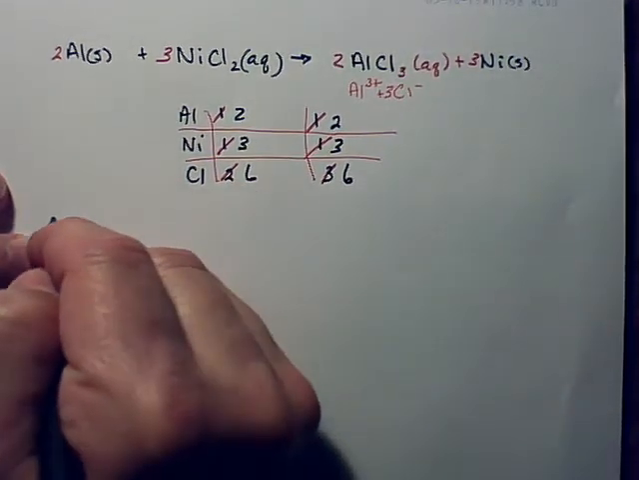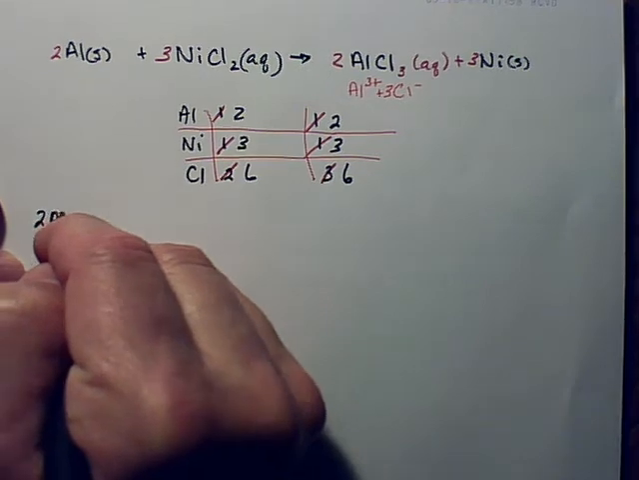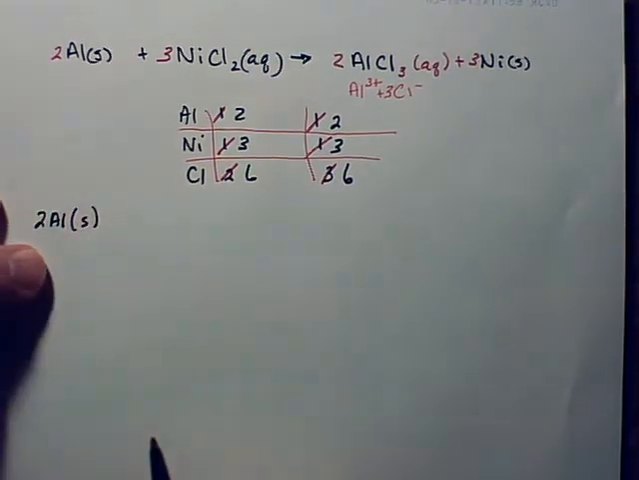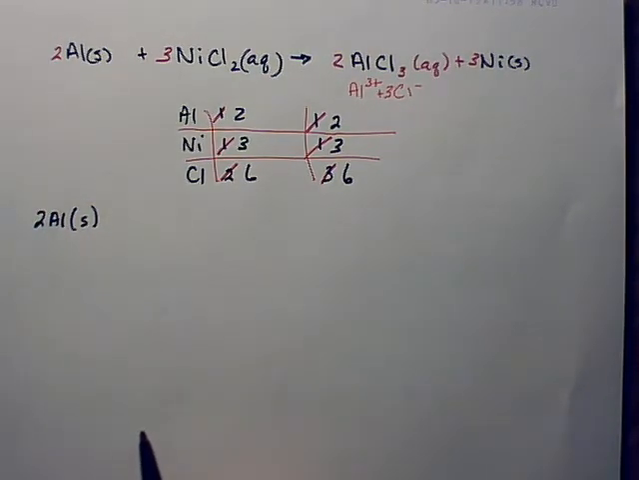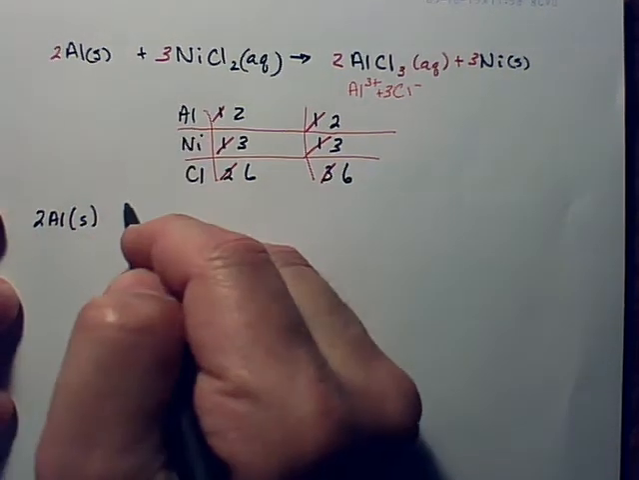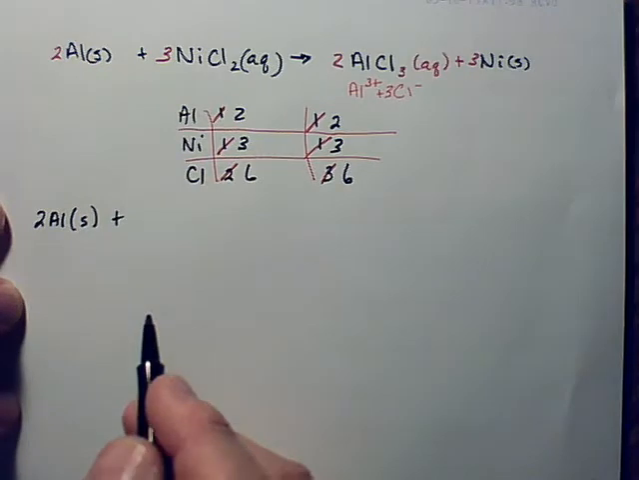So down here, we're going to write that we have 2 aluminums that are solids. We're not going to break them up because it's not an ionic compound and it's not aqueous. All right? We're going to break this one up.